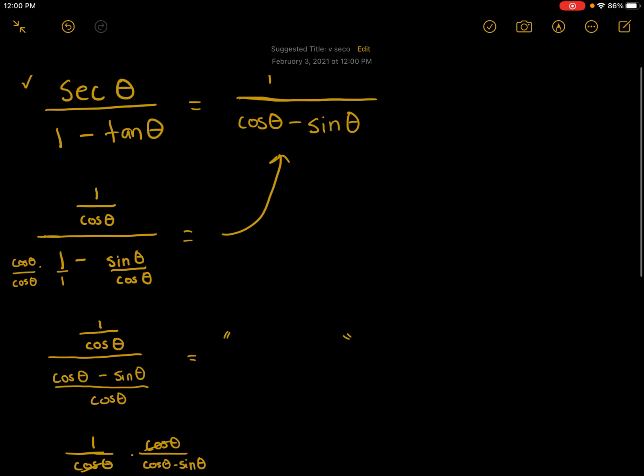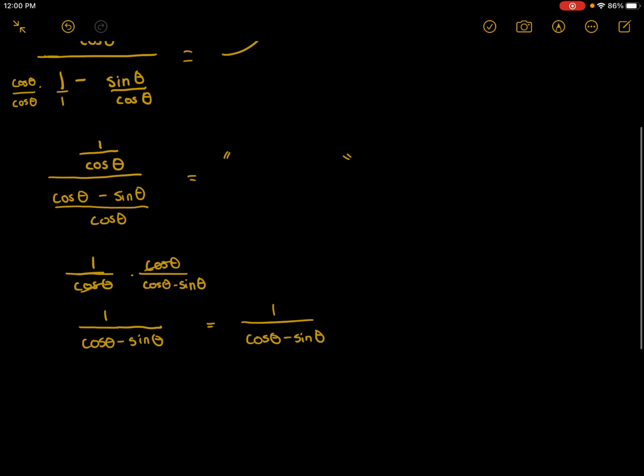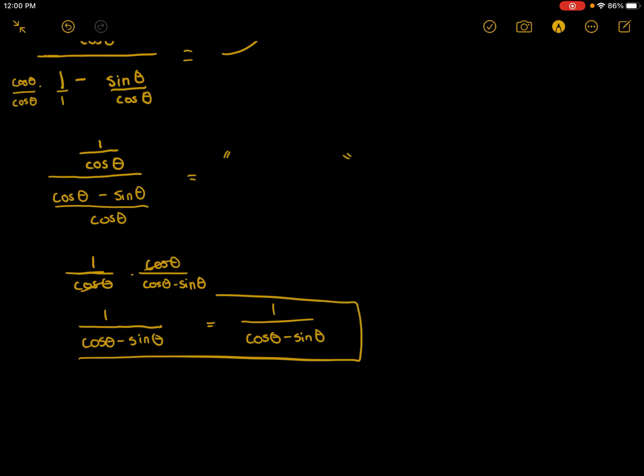So the trick on this one was, because everything was in terms of cosine and sine on the right, we turned everything into cosine and sine on the left. And just by applying some fundamental algebra steps, we ended up with the same thing on both sides. So that is how we work that one.